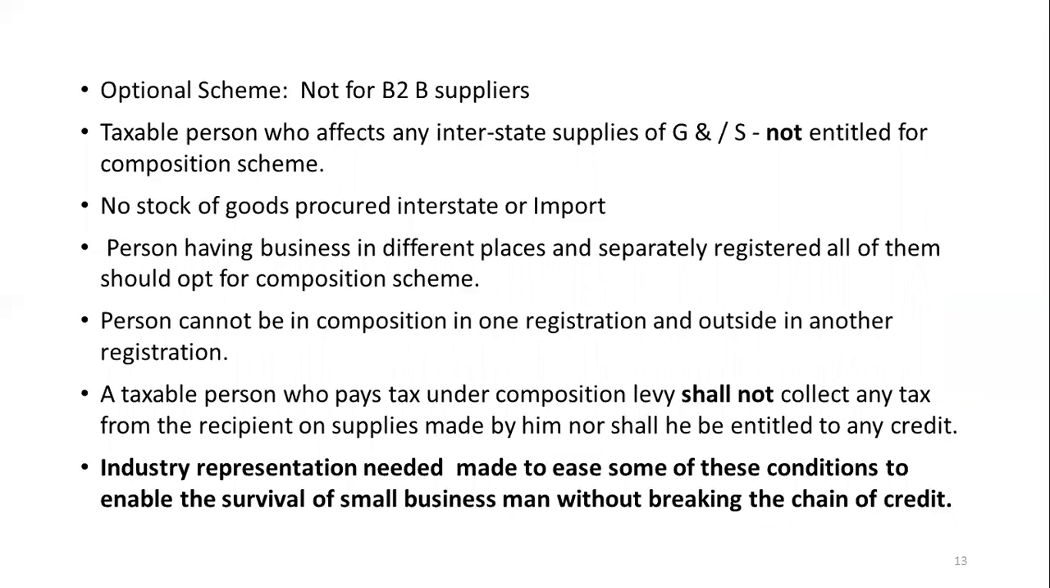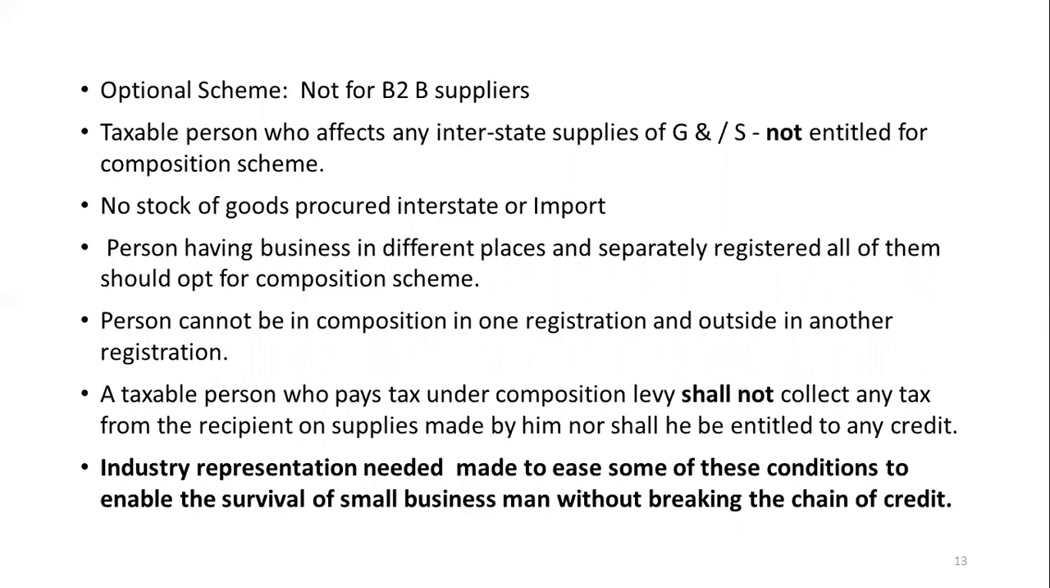Now, the composition scheme is not applicable for B2B supplies. It is only applicable for B2C supplies, and no stock of goods procured in interstate or imported. A person having businesses in different places and separately registered must have all of them opt for the composition scheme. A person cannot be in composition in one registration and outside in another. So there should be a single composition scheme for a single PAN.